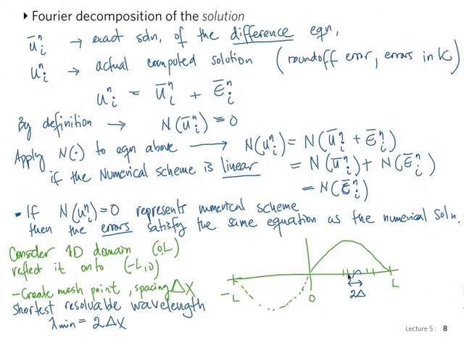So you can see here, there's a tiny little wavelength drawn in this, 2 delta x. So the maximum wave number that we can resolve, k max, is equal to 2 pi over lambda, and lambda is 2 delta x, so that's pi over delta x.